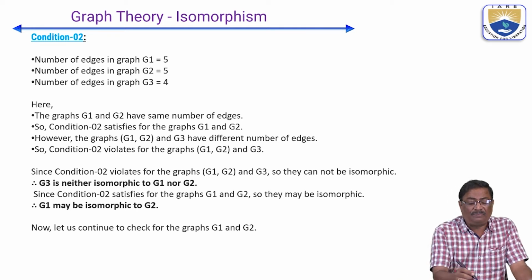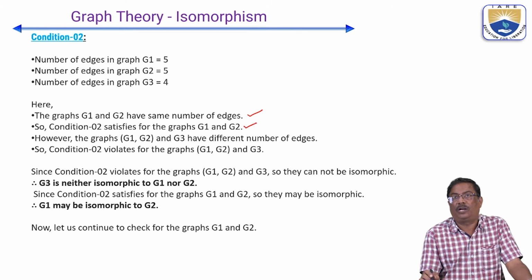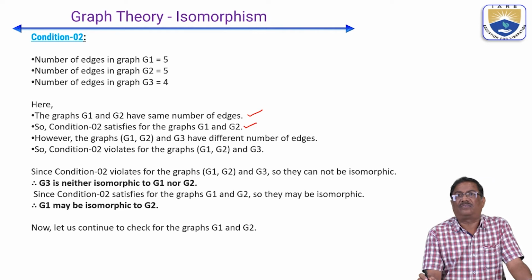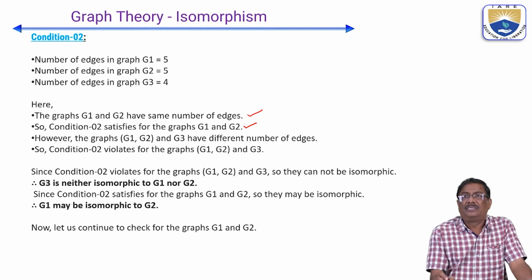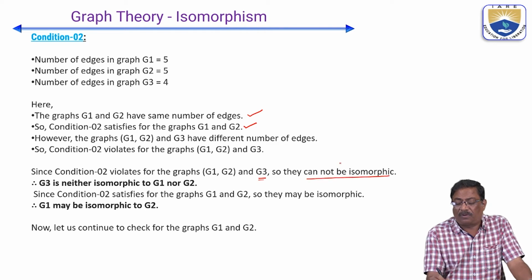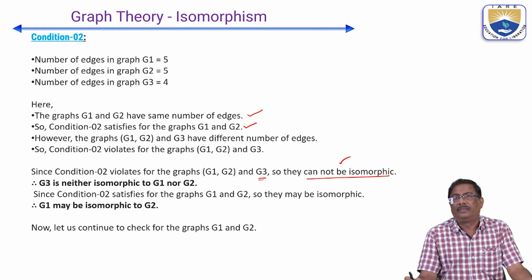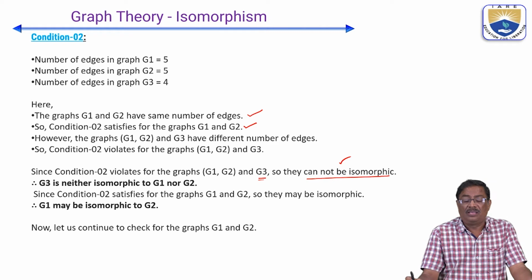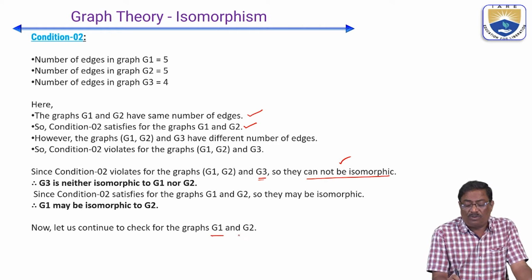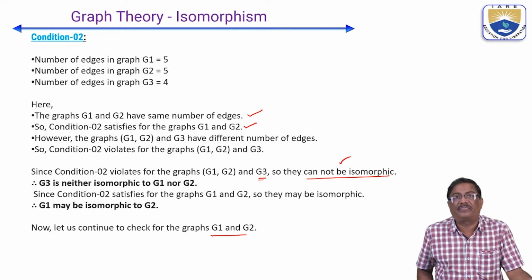The graphs G1 and G2 have the same number of edges. So the condition is satisfied for G1 and G2 only, and for G3 it is not satisfied. So G3 is not isomorphic to G1 and G2. Now we are going to verify whether G1 and G2 are isomorphic or not. For that, we are going to verify whether G1 and G2 satisfy the further conditions.